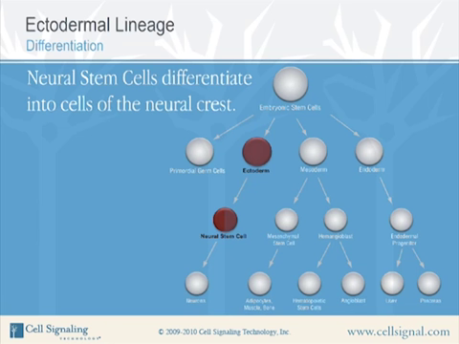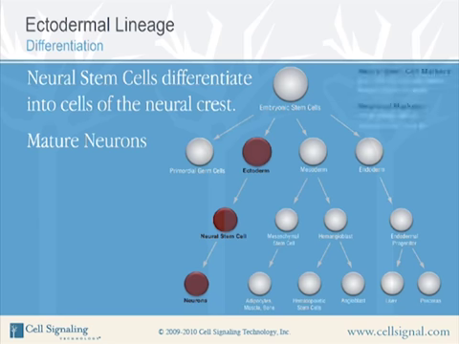These very important cells can give rise to neurons and glia of the autonomic nervous system, as well as bone, cartilage, tendons, and smooth muscle. Neural stem cells further differentiate into mature neurons as well as supporting glial cells. This process is called neurogenesis. A number of markers used to identify neural stem cells and mature neurons are shown on the right.